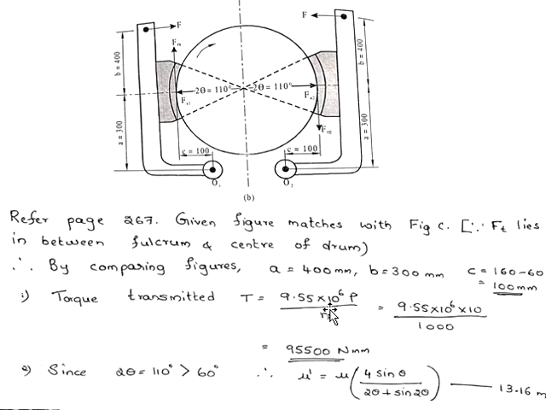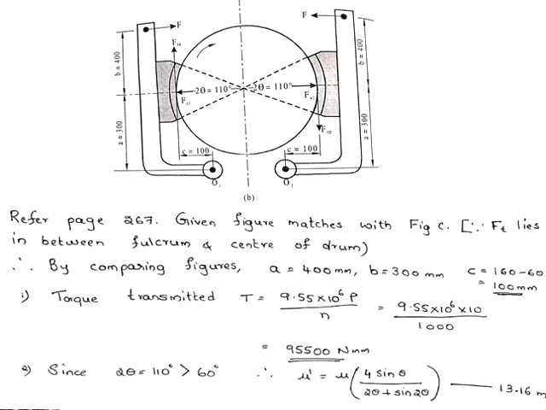Power is given, N is given. Find out the torque transmitted. Since 2 theta is 110 degrees, which is greater than 60 degrees, you have to find out the mu dash value. So here, to find mu dash, use equation 13.16 m. Theta is 55 degrees. In sin theta, theta should be in degrees, whereas in 2 theta, theta should be in radians.